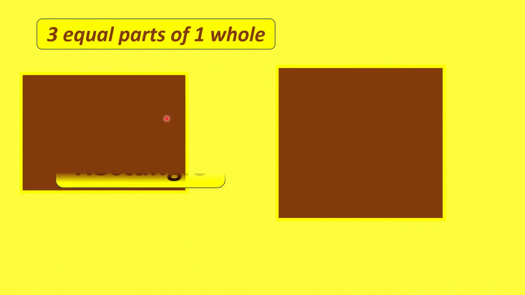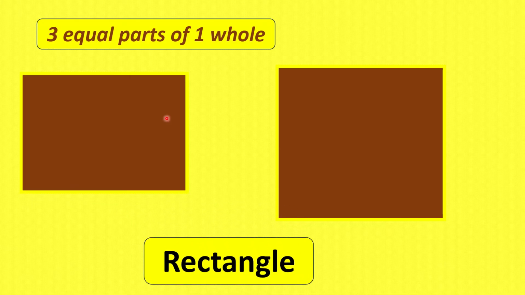Yes, it's a rectangle. When we take a rectangle and we are talking about equal parts, we cut it so that we get a first, second, and third part. First part, second part, third part, and each part looks so similar to the others, bacha.